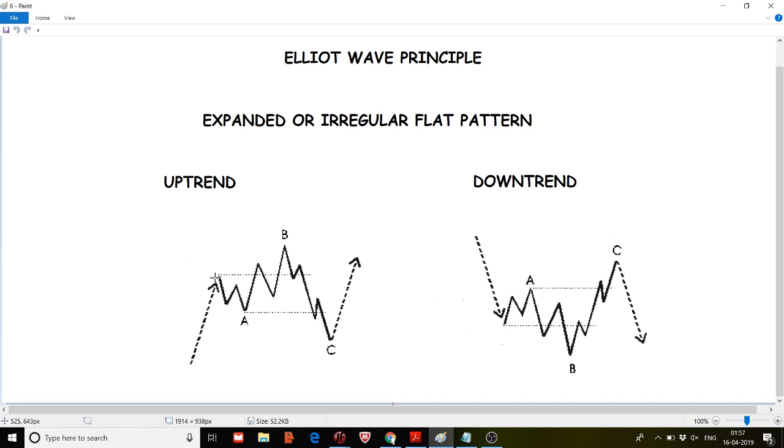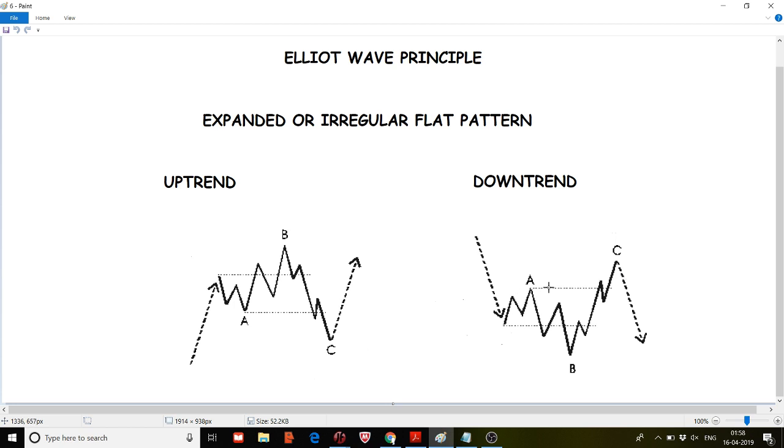If you notice, wave B will well pass through the beginning of wave A. Suppose wave A has begun here, then wave B's endpoint will be much higher than that level, and wave C will also surpass the area of wave A. So you will get this kind of structure in uptrend and downtrend. Again, in the similar structure, wave B's endpoint will be higher than the level of the beginning of wave A, and wave C's endpoint will also be much higher than the endpoint of wave A.